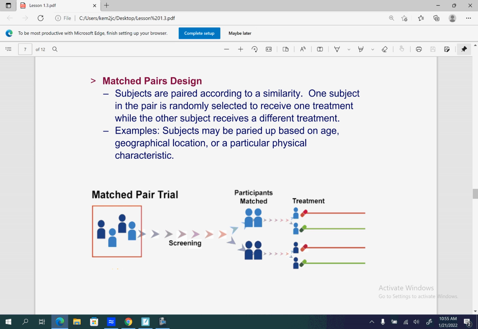people that share the same genetic makeup. They're going to take two twins, and they're going to give one twin the control and one twin the treatment. And then they can see, because they have identical genetic makeup, how is that truly affecting that person, okay? So that would be a common example of matched pair design. We pick two people, one gets a treatment, one gets a control.